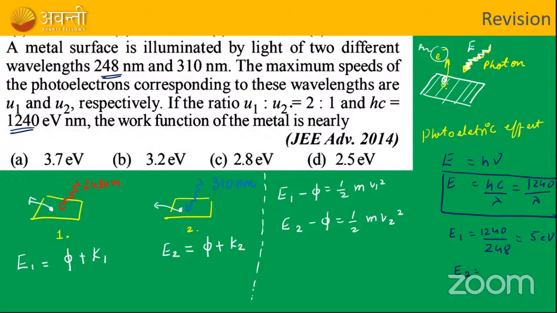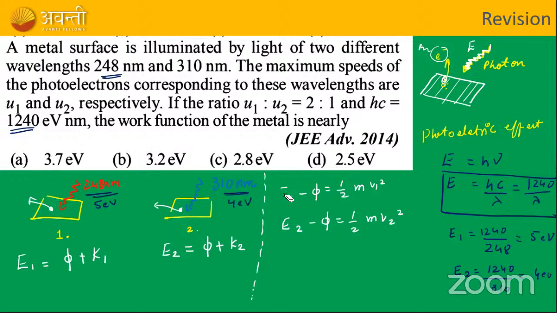How much is E2? hc by lambda, where lambda in the second case is 310. Let's divide it: 1240 divided by 310 is 4 electron volt. So this photon carries an energy of 5 electron volt, and this photon carries an energy of 4 electron volt.